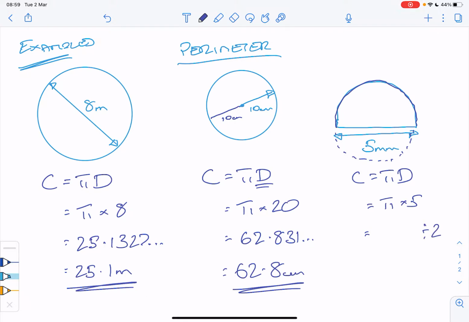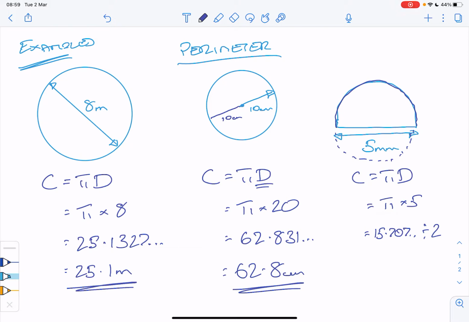The formula doesn't know whether you've got a half circle, a semicircle, a quarter circle, whatever it is. It's just assuming that you're dealing with a full circle that has a diameter of 5 millimeters. So you have to change it at the end to make sure that you're dealing with the shape that you have. So still put in your calculator, pi times by 5. That's going to give me 15.707. And then I'm going to divide that by 2 to deal with the actual circumference that I have.